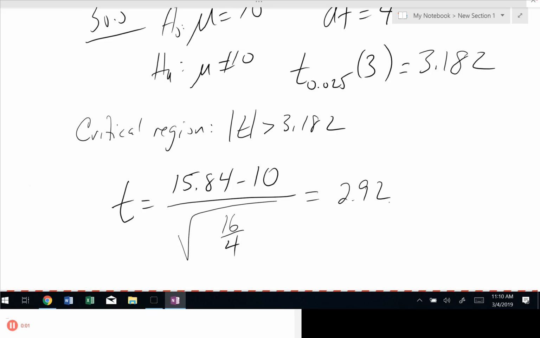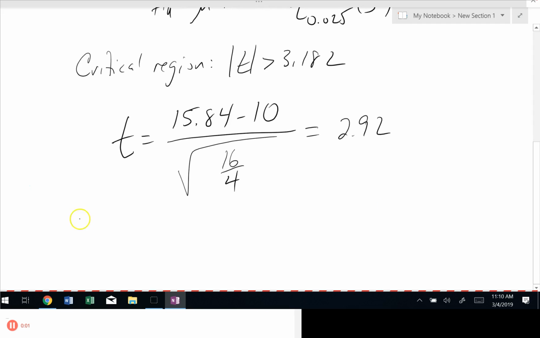So in this case, do we reject or not? No, because we're not big enough. So our conclusion would be do not reject H naught. So answer would be D in this case then. Everyone okay?